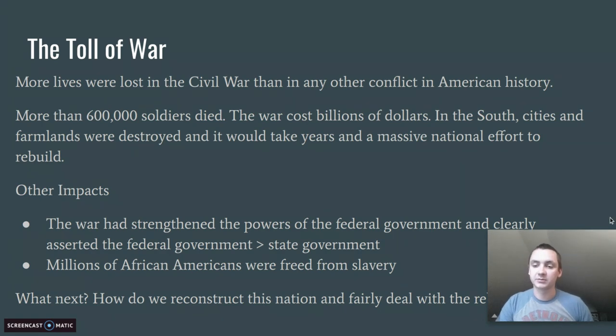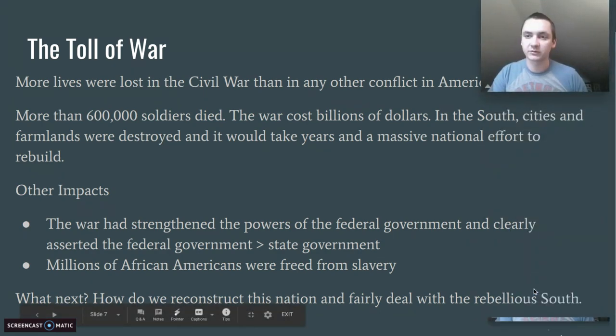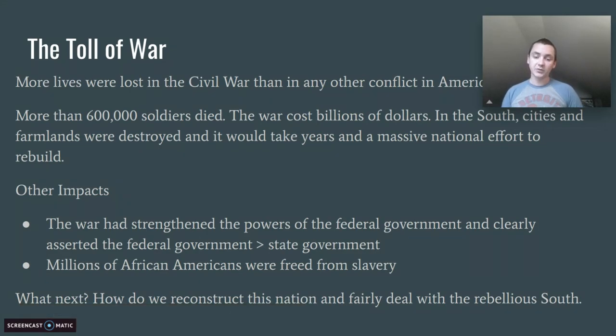It also had some other impacts that aren't directly a result of the fighting, but the war had strengthened the power of the federal government. Lincoln had really accumulated and used a lot of power during the Civil War, and it clearly asserted that the federal government was more powerful and their authority was greater than states' government. Again, that was part of what this war was being fought about: states' rights versus federal government's rights, and the federal government, the Union, wins. And that is pretty much how it resides now. There is more power in the federal government than states' governments.